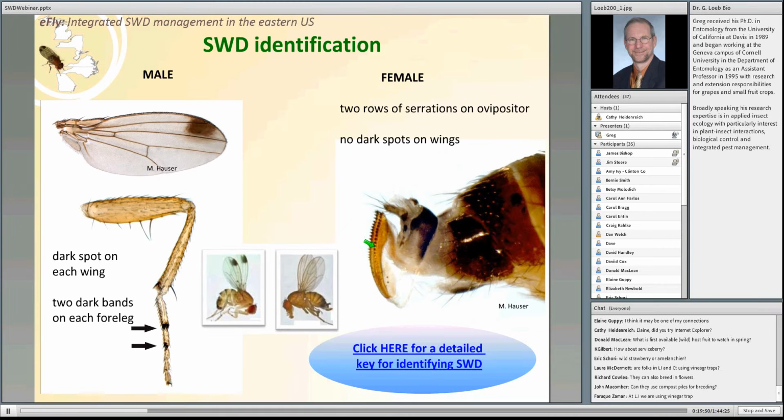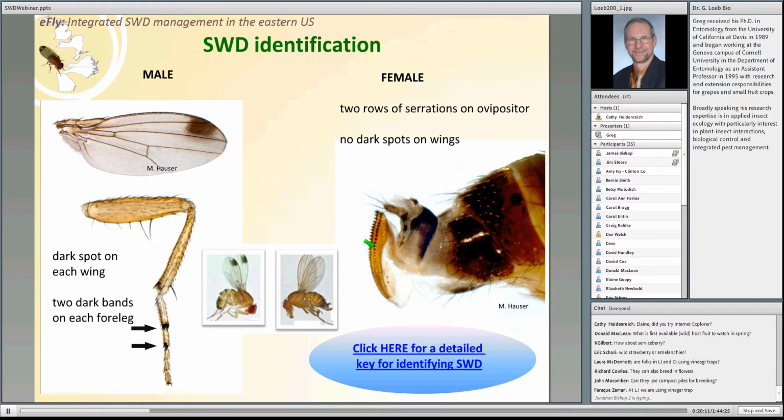I see another question. This is great. Keep them coming. Can they use compost piles for breeding? That's a good question. If the compost piles are not exceedingly hot, it's possible that flies could breed in there, if there were some rotten fruits and things like that they could utilize. Unless the composting is done well in terms of getting the heat up, my guess is the heat would kill them.